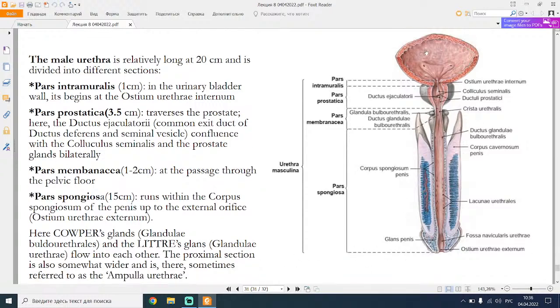Male urethra is relatively long, at 20 cm, and is divided into different sections. Pars intramuralis, 1 cm in the urinary bladder wall. It begins at the ostium urethrae internum. Next, pars prostatica.